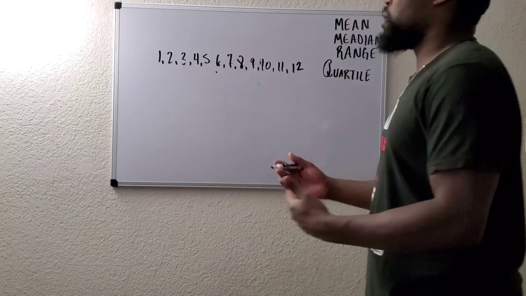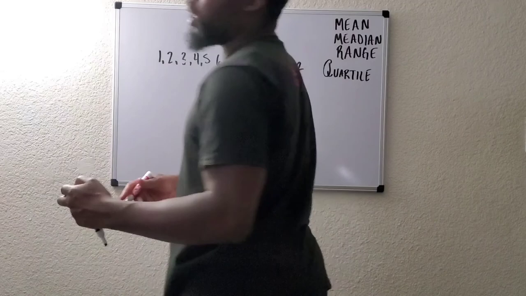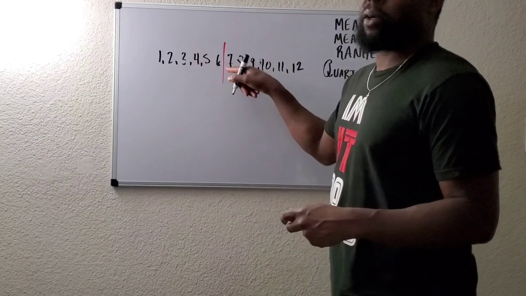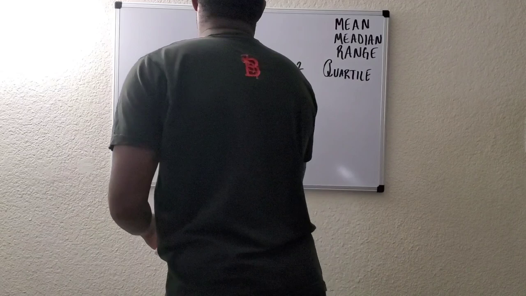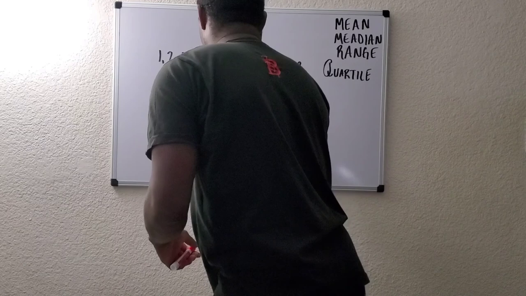So the easiest thing that I'd say do is to break this down in half. I'm going to use red to show you what I'm doing here. We're going to have the same number on each side, right? So we have six on this side, six on this side. The thing is, this middle number, the median, there is no number there. It's between six and seven. So we have to take our six plus our seven and divide it by two. 6 plus 7 divided by 2, that's 13 divided by 2, which is 6.5. So our quartile 2 would be 6.5, right?